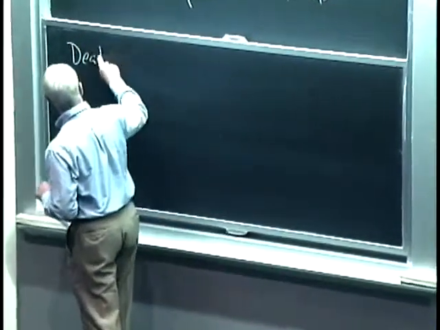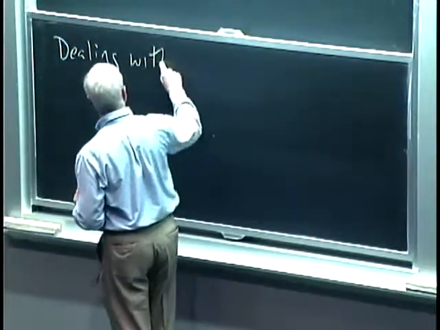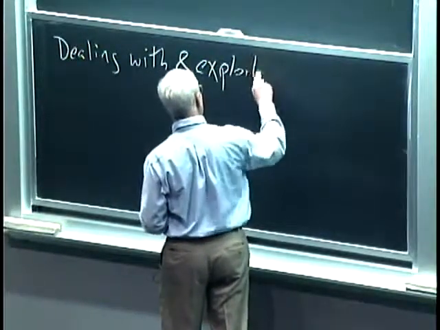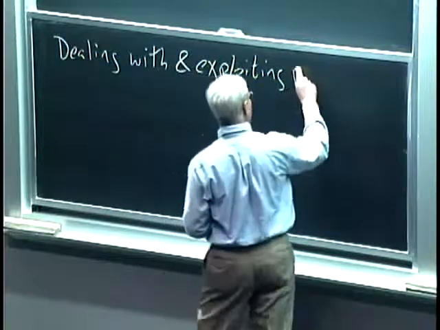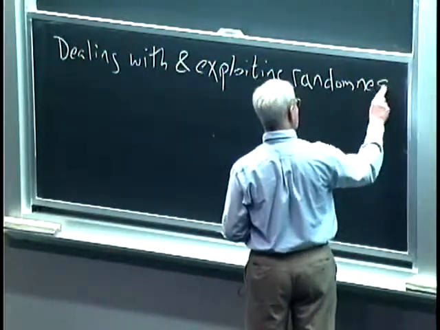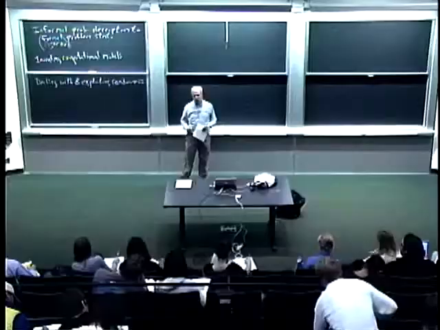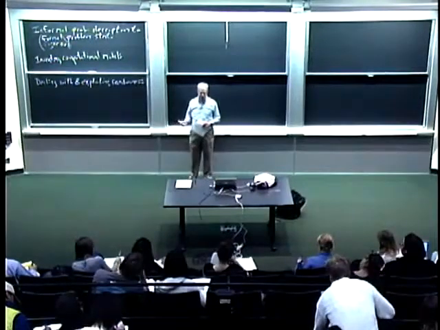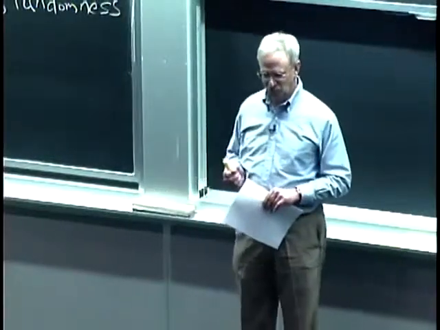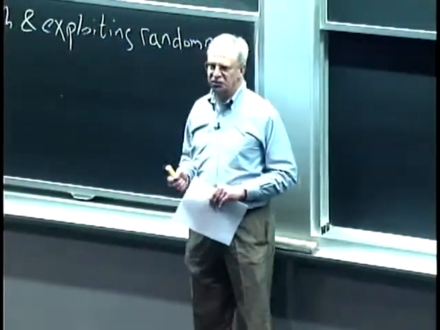As we do this, we'll see that we'll be dealing with and exploiting randomness. Depending upon your outlook on life, one of the sad things in the world or one of the happy things in the world is that it's unpredictable. And things happen either at random or seemingly at random.